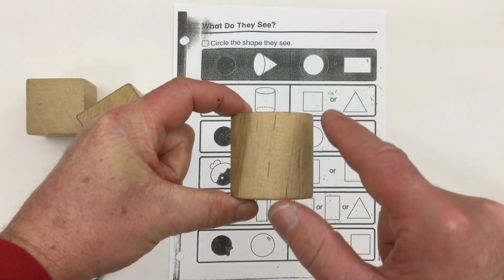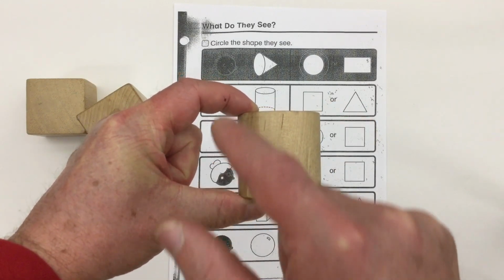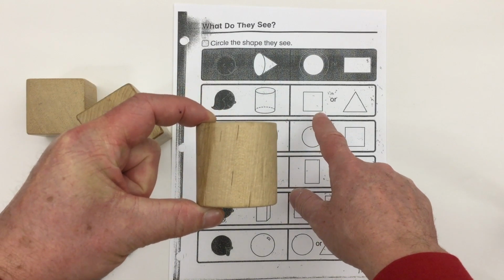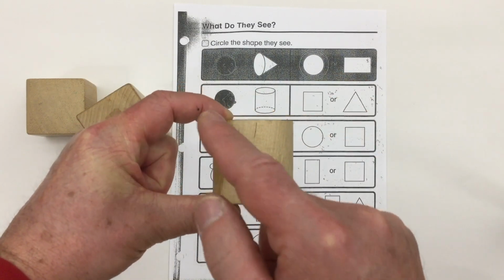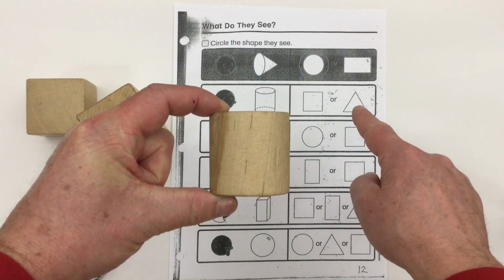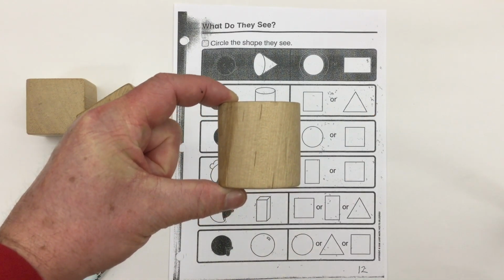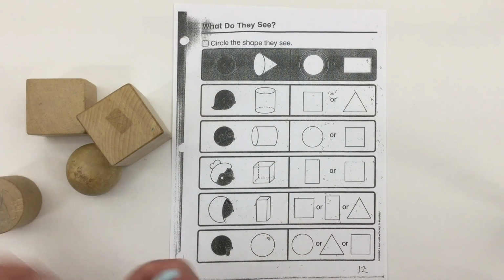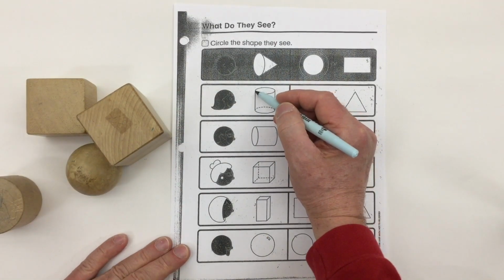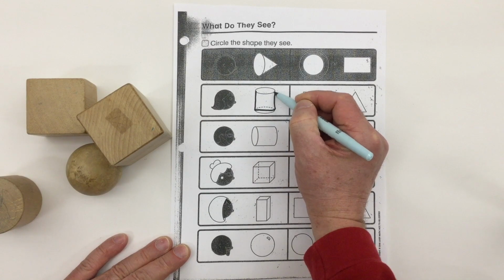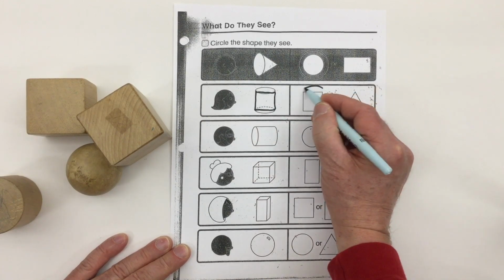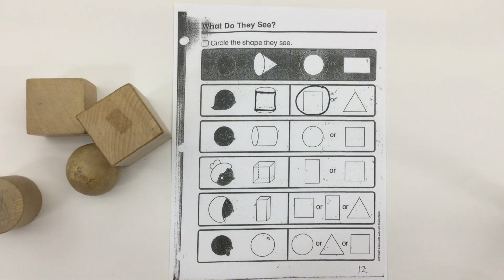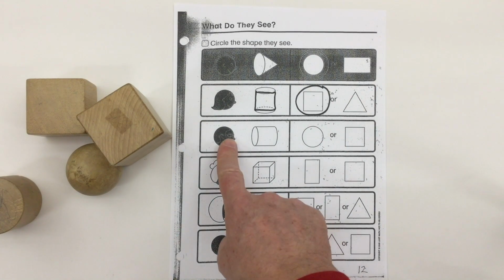What shape do we see here? Do we see a square? Or do we see a triangle? This person is seeing actually this square shape. So we're going to circle that one.